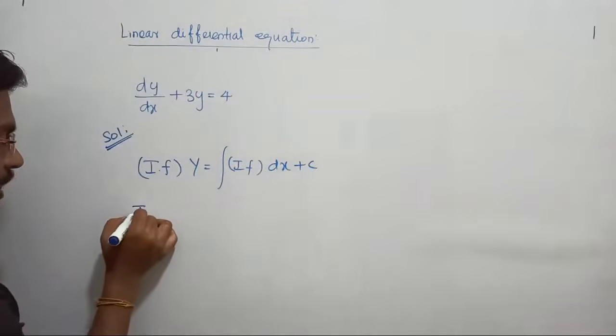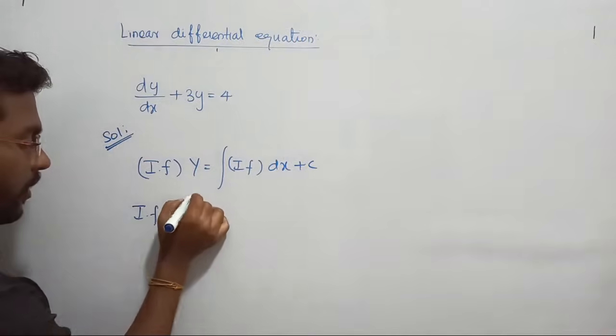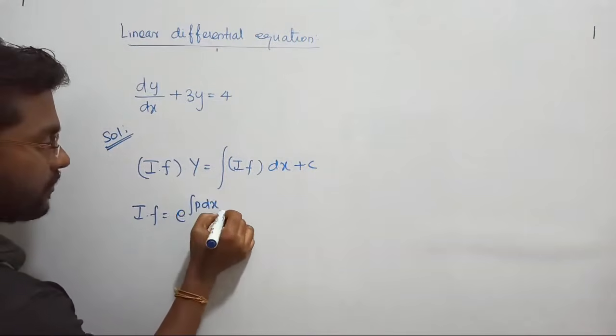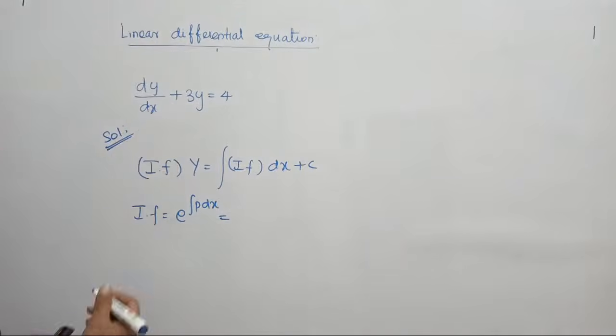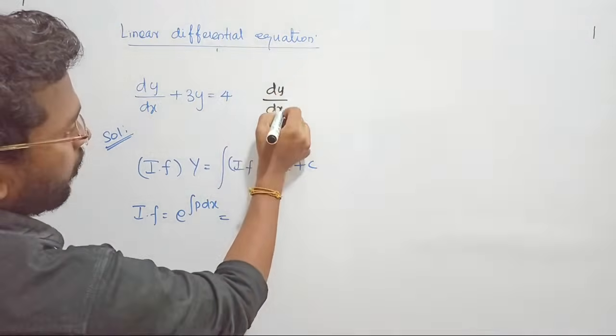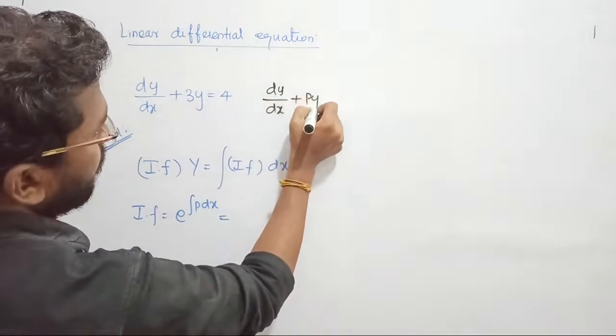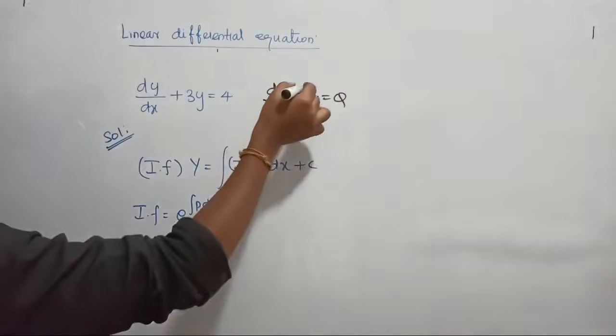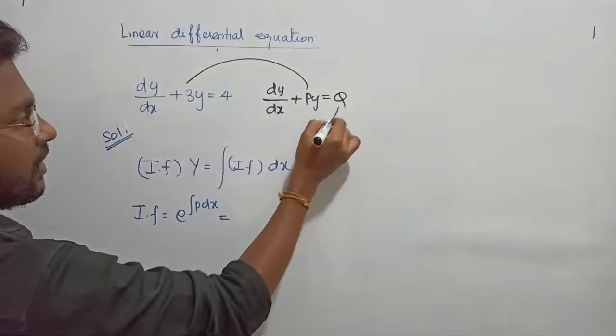Whereas first step, find out the integral factor, that is e power integral of p into dx. Correct? Now just compare it with a standard equation. The standard equation, just now we saw, looks like dy by dx plus p into y is equal to q. From this what I have understood, the value of p is 3 and the value of q is 4.